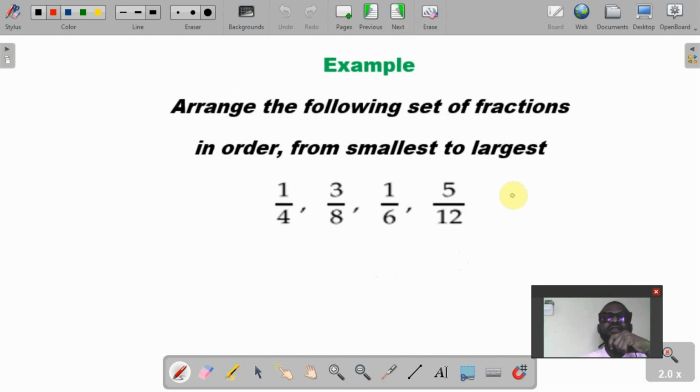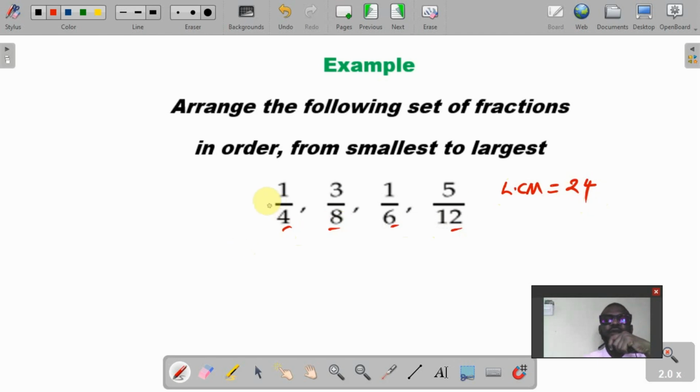Now in this case, arrange the following set of fractions in order from the smallest to the largest. The fractions all have different denominators, not the same. So what are we going to do? We look for the closest number that all these four numbers can divide, and that is what we call the LCM. The closest number that all the denominators can divide is 24. And 24 is the LCM of 4, 8, 6, and 12.